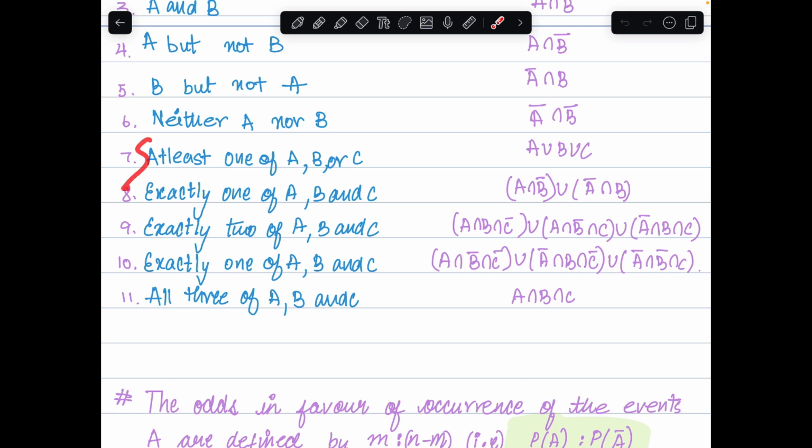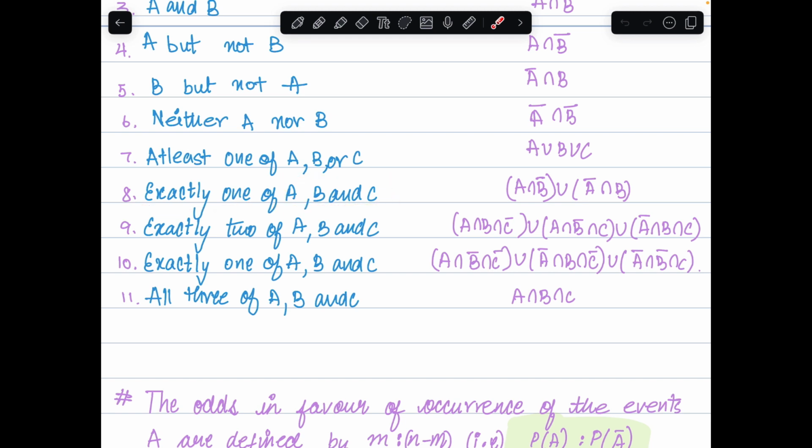Next is, these are very important ones. At least one of A, B or C. Or, that means it's going to be union. At least one. So A union B union C. At least means what? Any one you give or any two also you can give or you can give me all three also. So this is what is denoted. Next is exactly one of A, B and C. So I need exactly one.